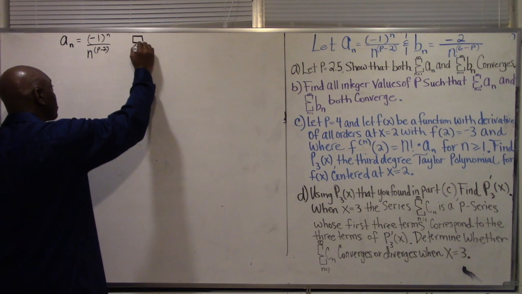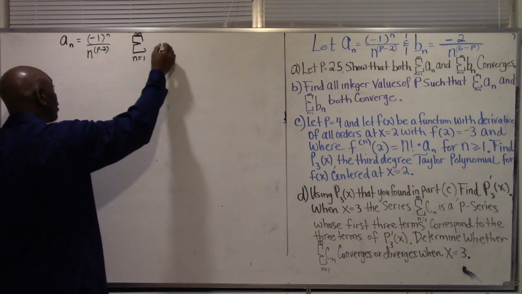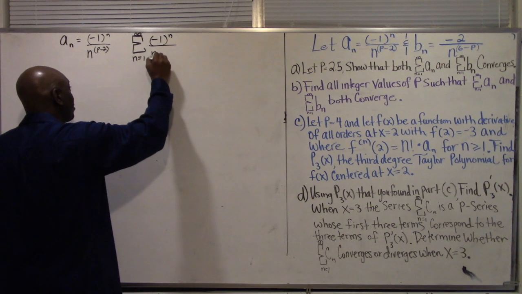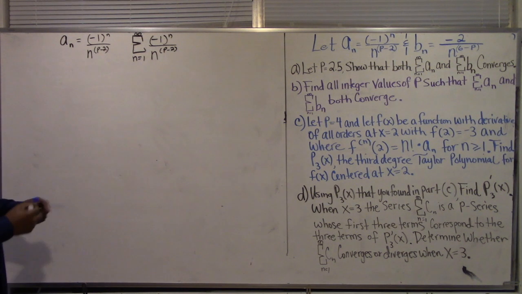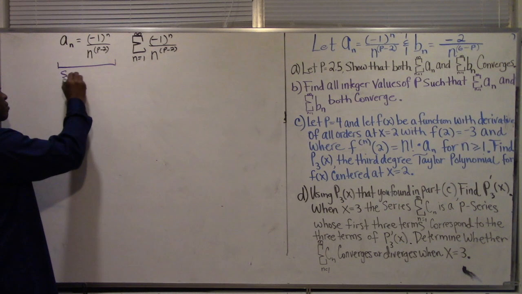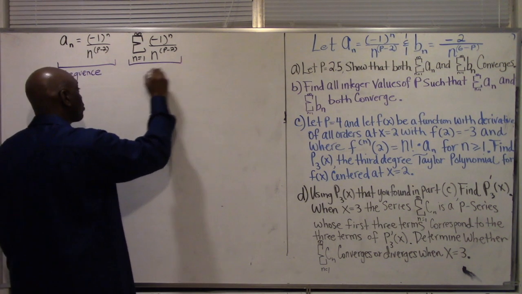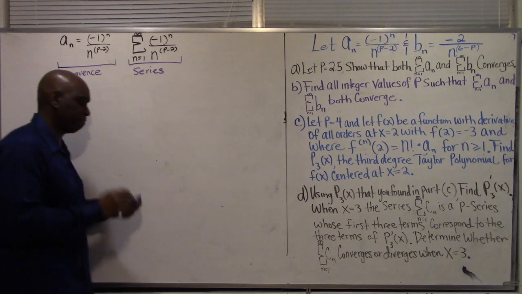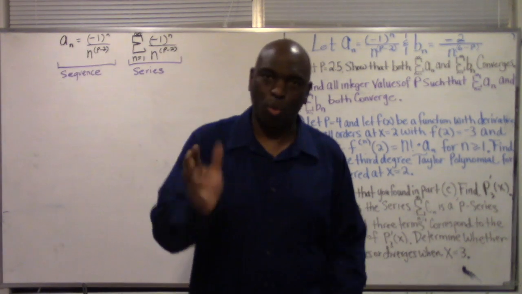The series n equals 1 to infinity of -1 to the n divided by n to the p minus 2. Got it. Notice, ladies and gentlemen, don't misunderstand this. This right here is what we call a sequence. And of course, this one over here is what we call the series. A sequence is just an order of terms.